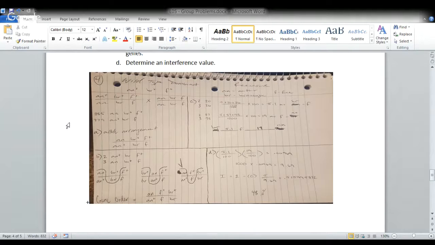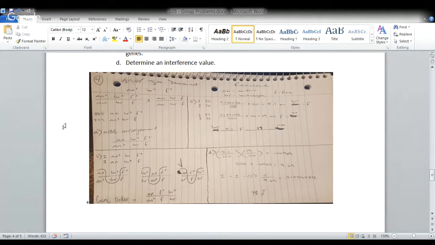And so for C, we take our 2 double crosses, so we have 2 and 3, and then we go to our next lowest, which is 2026, and you add that up, divide by 1,000, because that's just how many we have again, multiply by 100, we get 5.1 map units. And then next step, you do the same thing, but this time we get 19 map units. So BR to F is 5.1, and F to AN is 19.